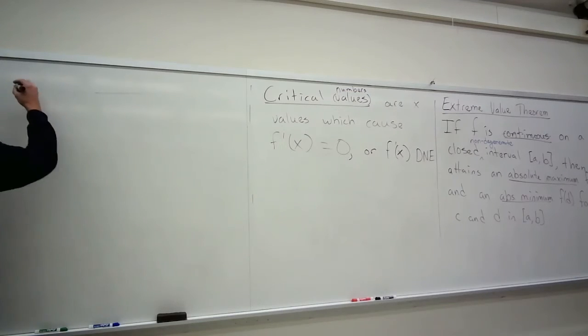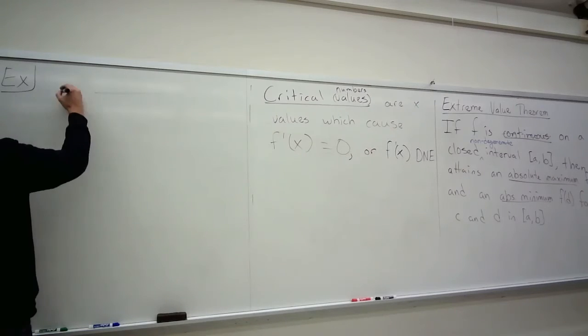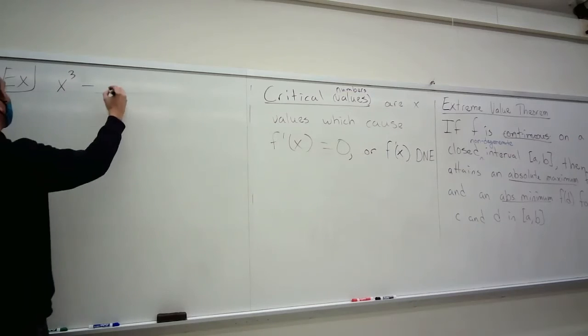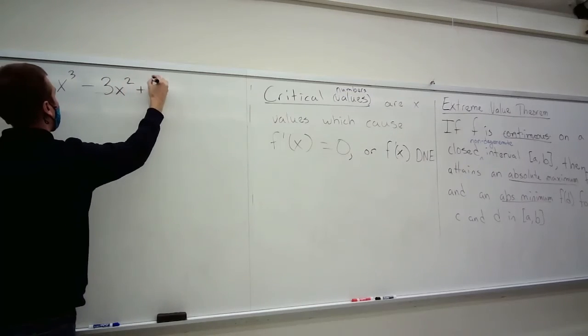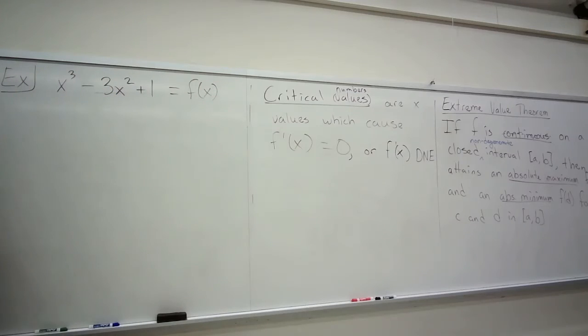So let's start with a polynomial. And let's try and find every single local and global max and min on some closed interval. Okay, so that's our goal. X cubed minus 3x squared plus 1. This is our function. I don't care what it represents just now, it's just a function.